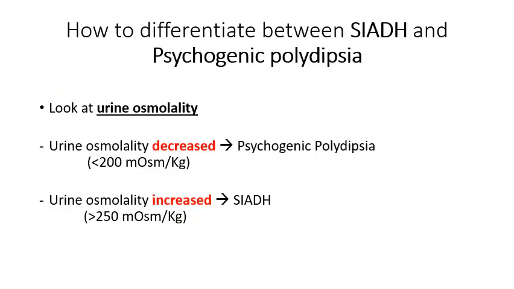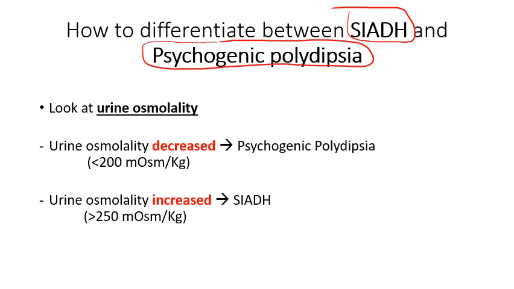So, how to differentiate between SIADH and psychogenic polydipsia? What you can do is check for urine osmolality. If the urine osmolality is decreased, that is, if it is less than 200 milliosmoles per kg, most likely you are dealing with psychogenic polydipsia. And if the urine osmolality is increased, that is more than 250 milliosmoles per kg, most likely you are dealing with SIADH. How do you explain this?